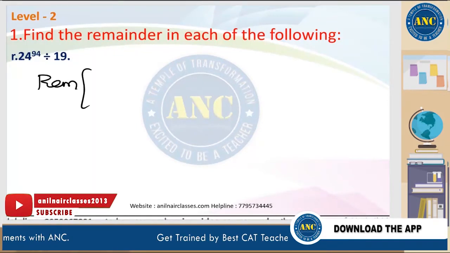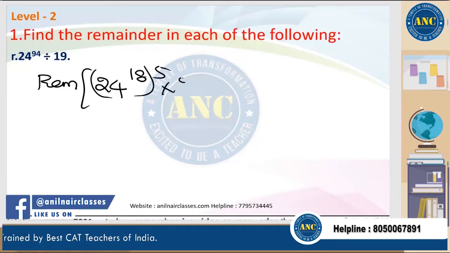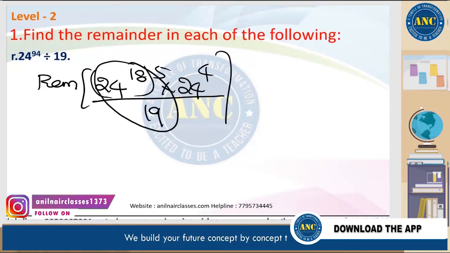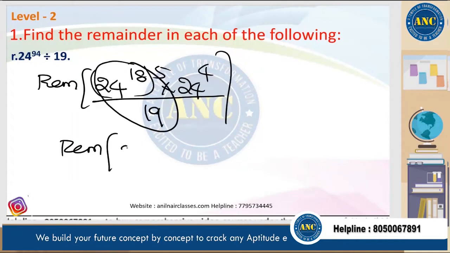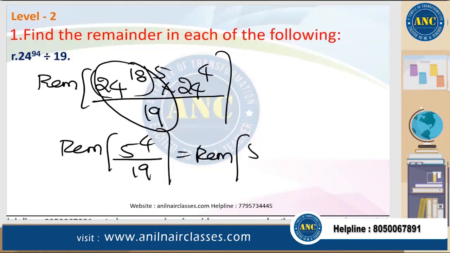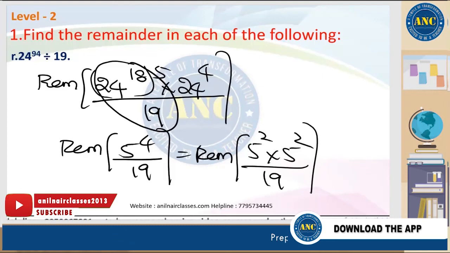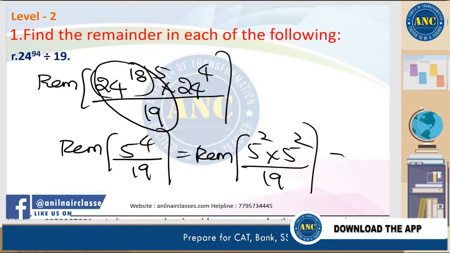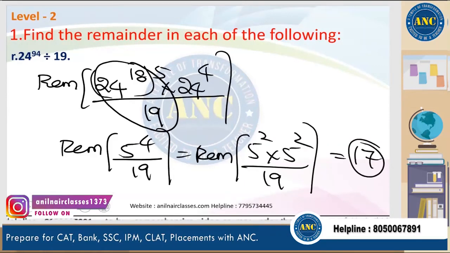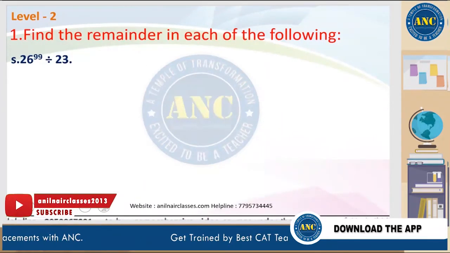Now, 24 power 94. All are exam based questions, sir. 24 power 94: 18 fives are 90. Remaining is 24 power 4 divided by 19. 24 divided by 19 is 1 with remainder 5. So 5 power 4 divided by 19 is nothing but the remainder of 5 square into 5 square divided by 19. 25 divided by 19 leaves 6, 6 sixes are 36. 36 by 19 leaves 17. These are all the concepts which we discussed. I'm going a little fast so that we will not waste your time and my time.